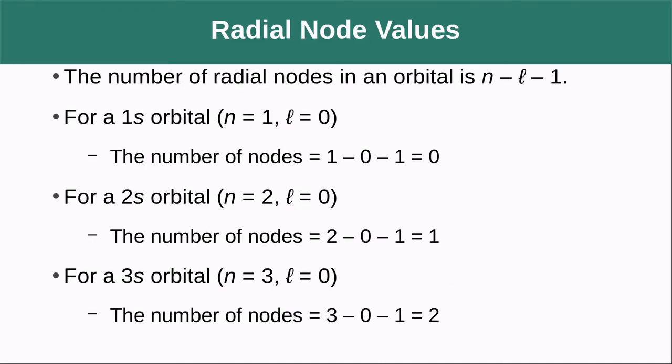The number of radial nodes is n minus L minus 1. So we have a couple of cases here. For instance, if n is equal to 3 and L is equal to 0, then there's going to be 3 minus 0 minus 1, 2 nodes. All of these cases apply to the s orbitals, which actually look like spheres.